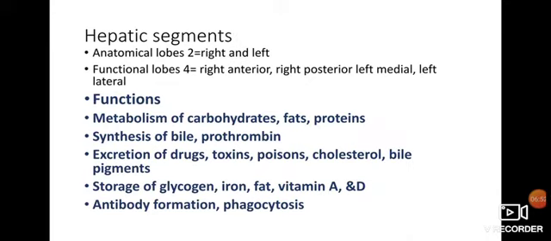Next is hepatic segments. Anatomically we have two lobes, the right and left lobe, but physiologically or functionally the number of lobes is different, which we cannot see with the naked eye from the external aspect. Function wise, the right lobe is again divided into right anterior and right posterior, the front and back portion. This is a physiological classification, not the anatomical classification.